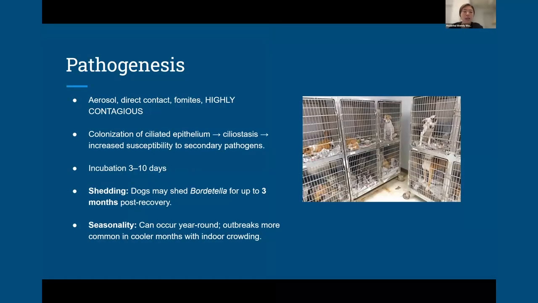Pathogenesis, often by air and direct contact and fomite, highly contagious. So after our patient does get kennel cough, it is very important to separate them and prevent any contact with other pets for at least 2 weeks is often what I suggest. And the colonization of the bacteria and virus will be in the ciliated epithelium. It'll cause the cilia to stop moving, ciliostasis, and then increase susceptibility to secondary pathogens such as bacteria and other viruses. And for shedding, they can shed up to 3 months post recovery.